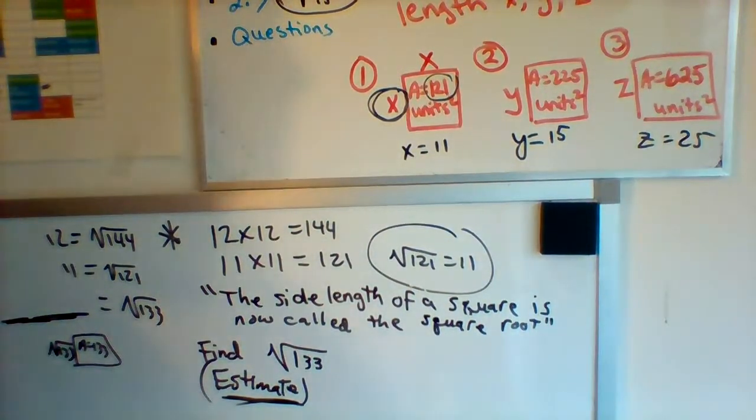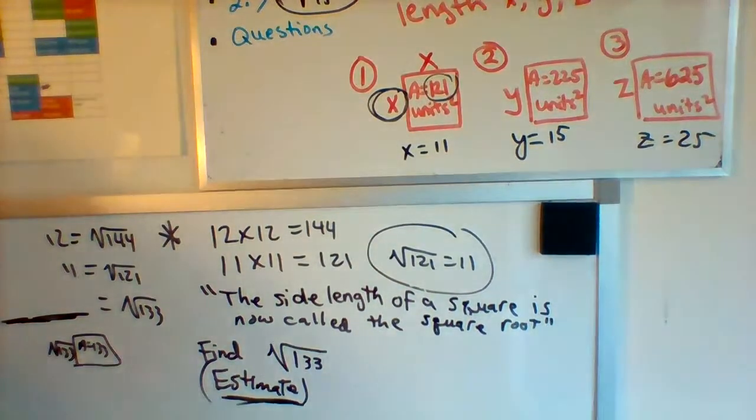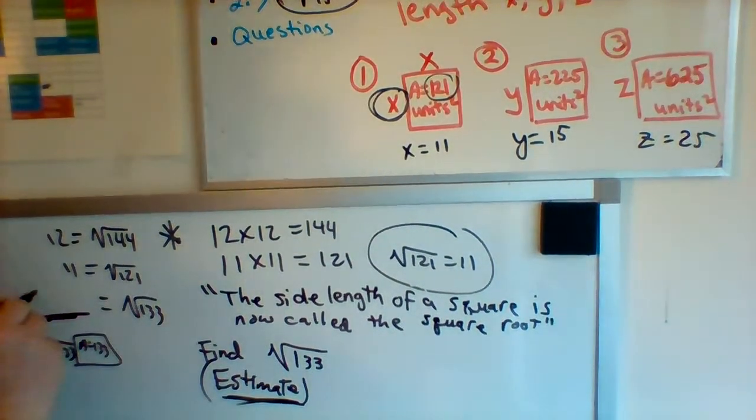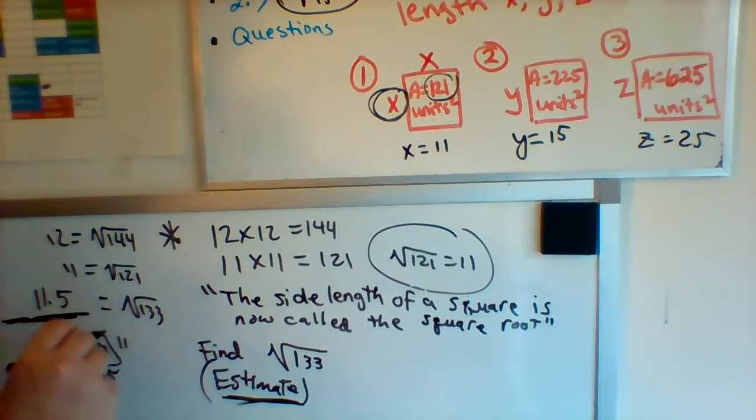I want to hear what you were thinking, and I want everybody here who's been paying attention, and even if you're not, start paying attention. I want you to agree or disagree with her. She says that she thinks that this would be 11.5. Okay, so that means that the side length here would be approximately 11.5, right?